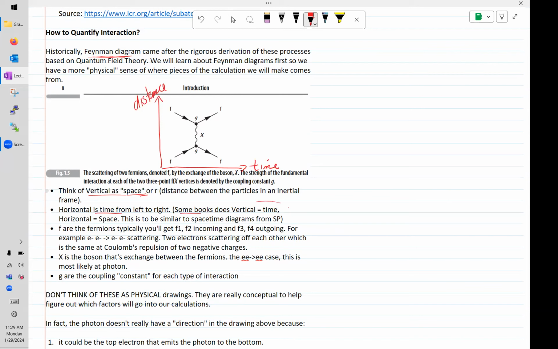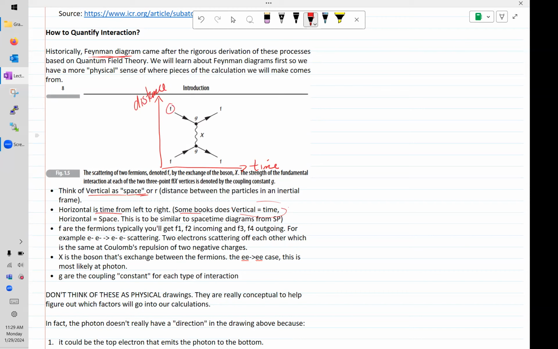Some books do make it the other way, just to mess with you guys. Some textbooks will have time on the vertical and distance on the horizontal, to agree with space-time diagrams and stuff like that. Maybe the more theoretical textbooks will do it the other way. So don't be surprised. Just figure out which convention they're using and use that one for that particular book, okay?